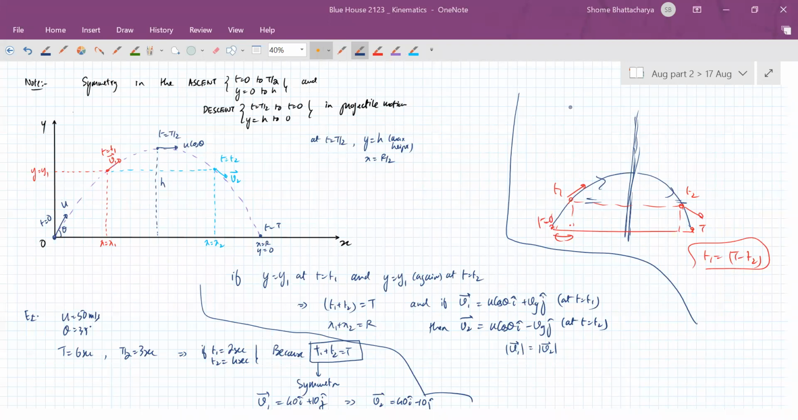Sir, in the descent, in note 1, you wrote that t is equal to T by 2 to t is equal to 0. It should be T, right? No, but ascent is from T by 2. Oh, descent, yes, correct. In the descent it is from T by 2 to capital T. That's correct. Yes, just make this correction here if you've already written this down during the descent.